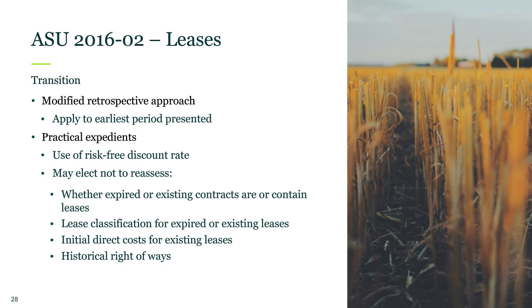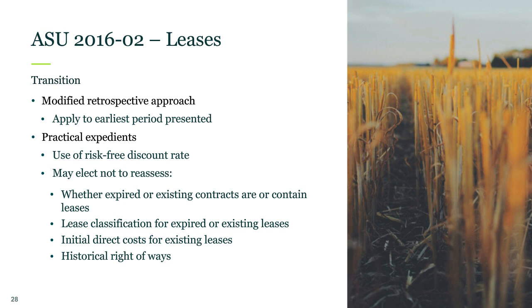And then historical right-of-ways. This was basically a big win, largely for our midstream friends out there. An entity can continue applying its current policy for land easements, which existed as of the effective date. And any modification, now keep in mind that any changes or modifications would then get corrected prospectively as we move forward. And new agreements as well on the right-of-way. So you only get an exception for the historical right-of-ways.